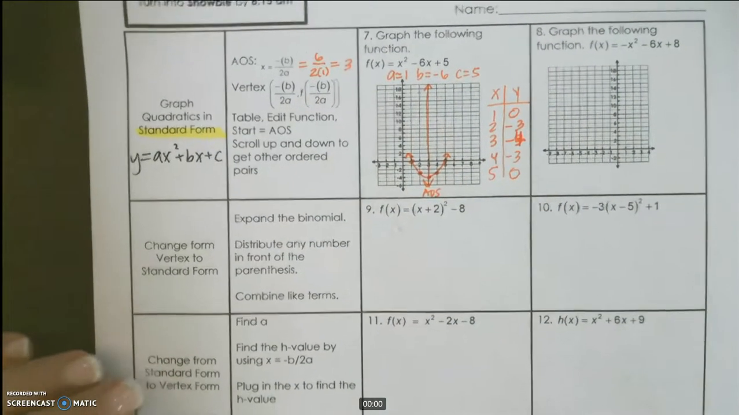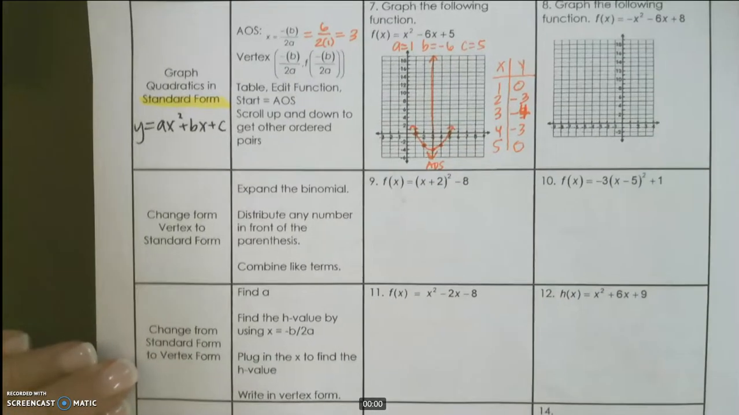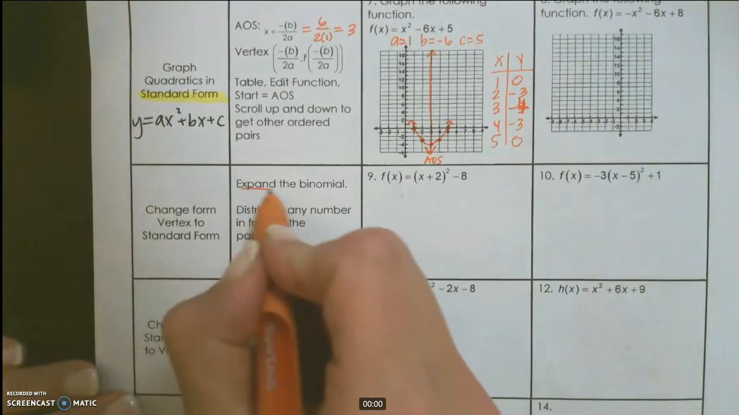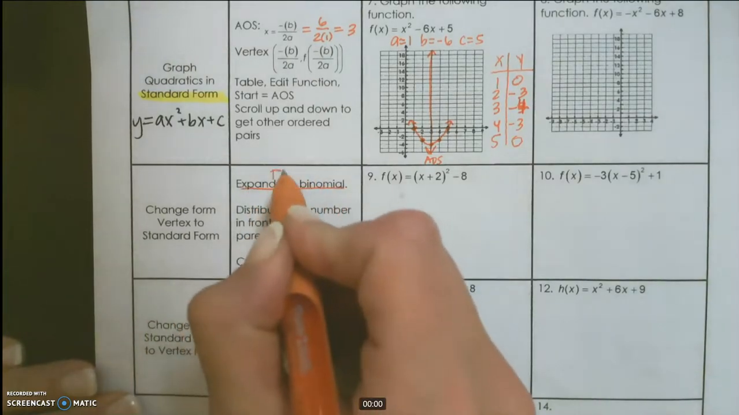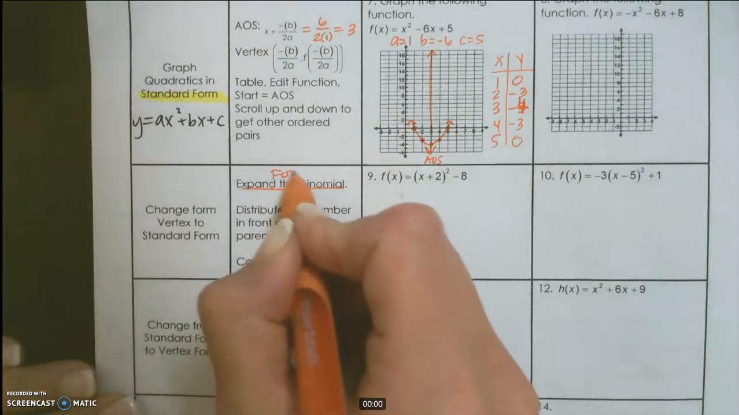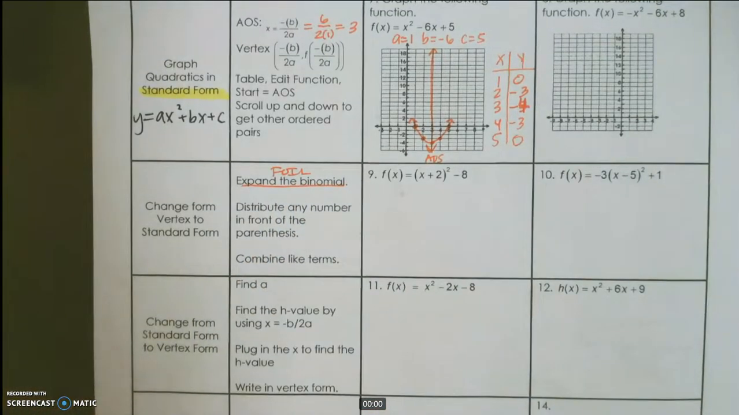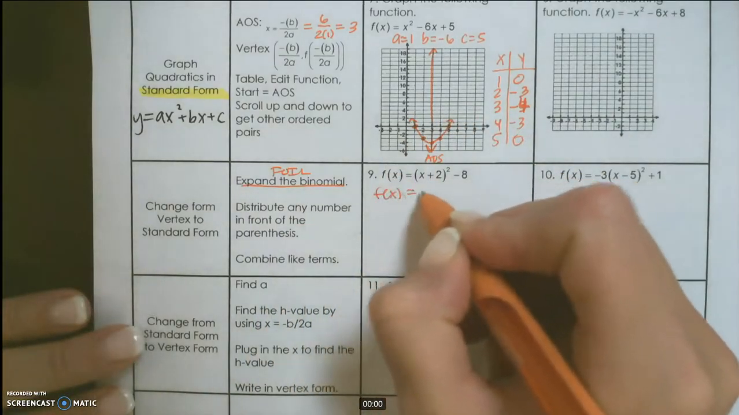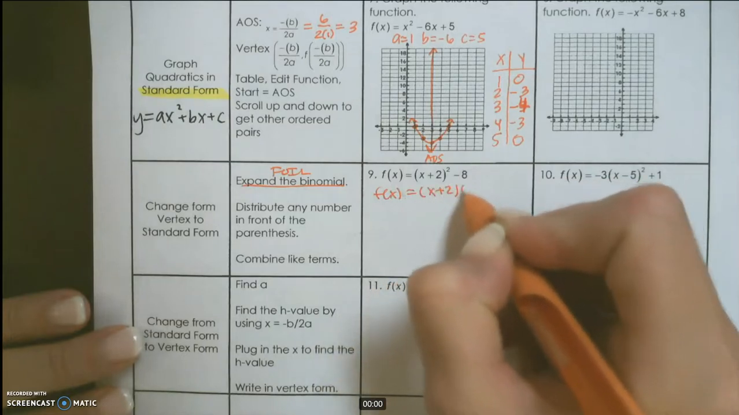All right, so now let's talk about changing from vertex to standard form. What we're going to do is expand the binomial. Essentially, we're going to have to FOIL the binomial after expanding. That's what the distribution is, and then we'll just combine like terms. So let's see what this process looks like. All right, let's expand.